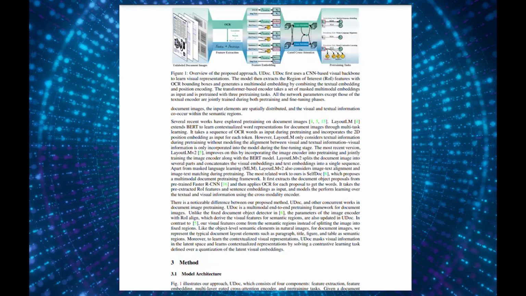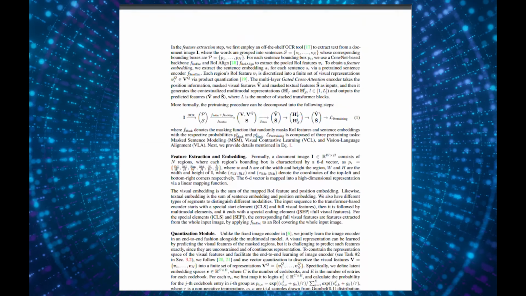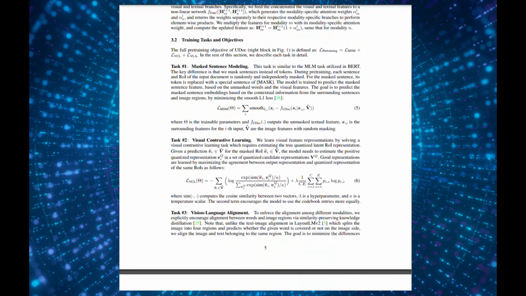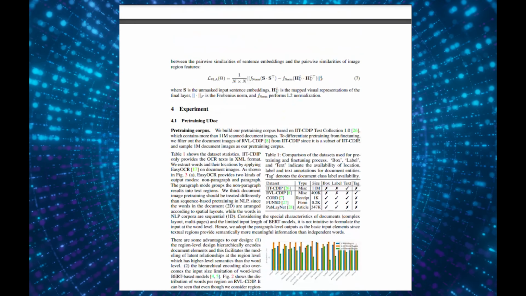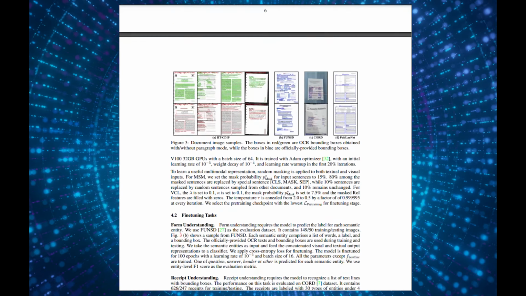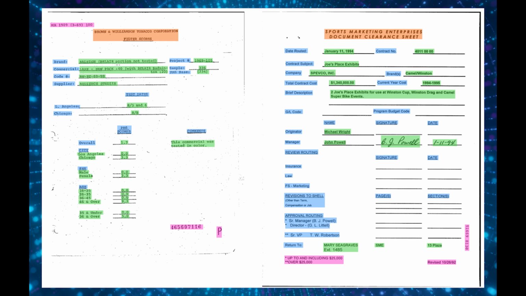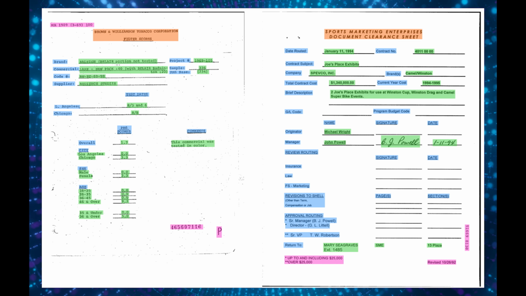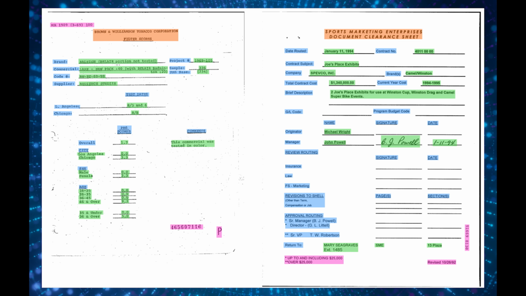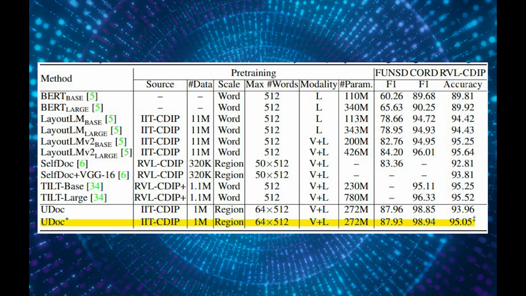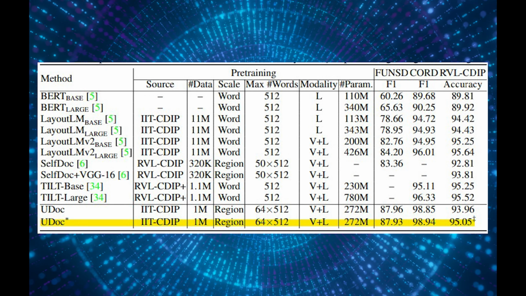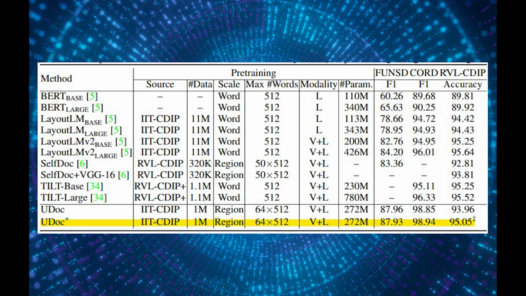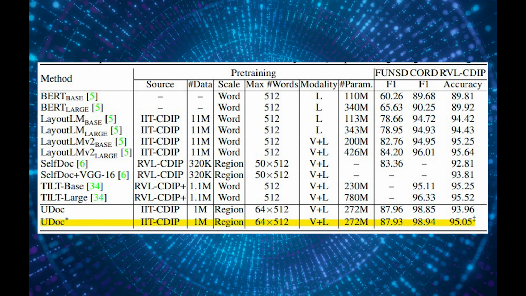This framework has led to better performance on many downstream tasks such as form understanding, receipt understanding, document classification, and document object detection. On the task of form understanding, it requires the model to predict whether a given semantic entity is a question, answer, header, or other. This paper achieved 87.93 F1 score, which is about 3% improvement compared to existing state-of-the-art models.